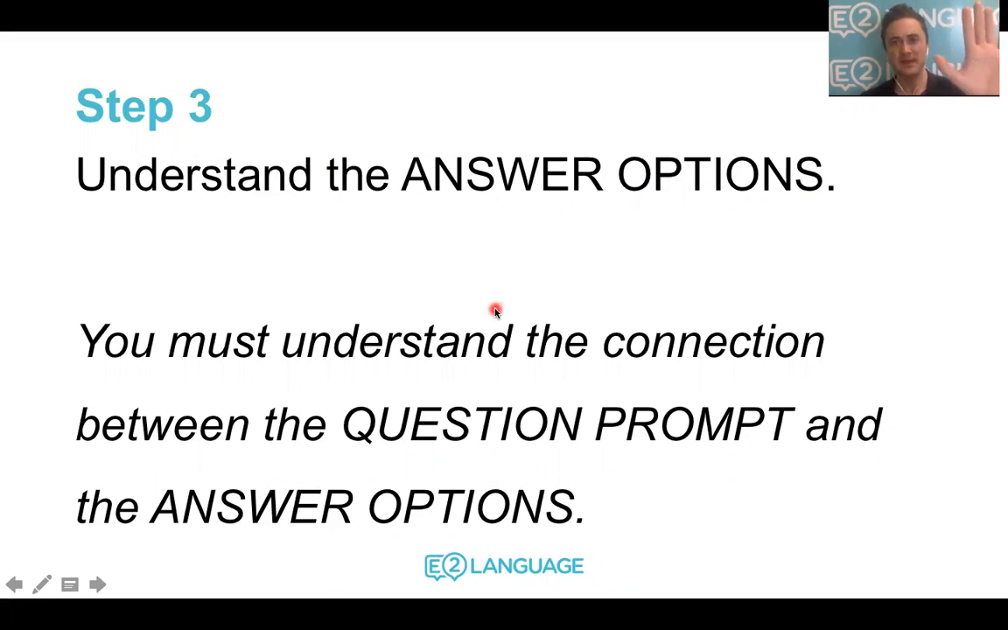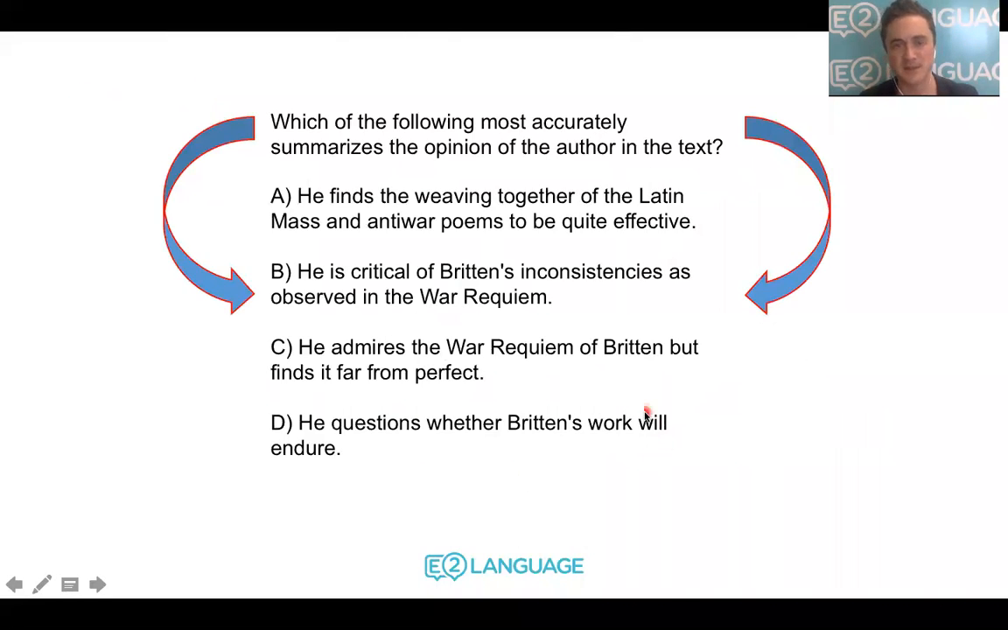Cool, so we sped read the text, and then we slowly read the question prompt. We quickly sped read the text to find out what it's about. Then we really paid careful attention to the question prompt. Step 3, understand the answer options. You must understand the connection between the question prompt and the answer options, which are below it.